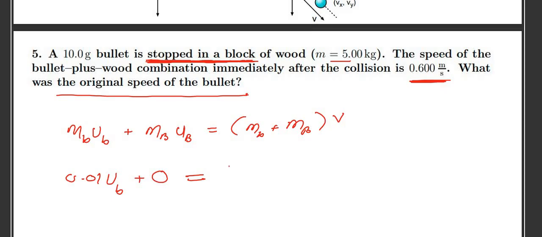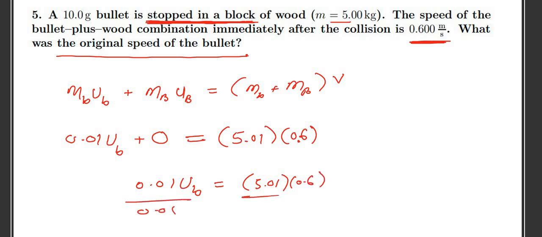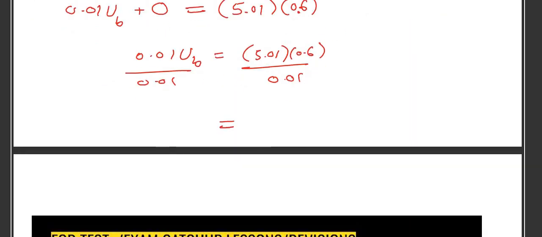Then if I add the mass of the bullet and the mass of the block, I'll get 5.01 kg. Then the velocity we're given is 0.6. That's the final velocity of them both moving. So now I'm having 0.01 times the initial velocity of the bullet is equal to 5.01 times 0.6. Now in your case, you'd have to show all the units so that you see how the meters per second is going to come about. So the initial velocity of the bullet is just going to be what you get when you multiply this.